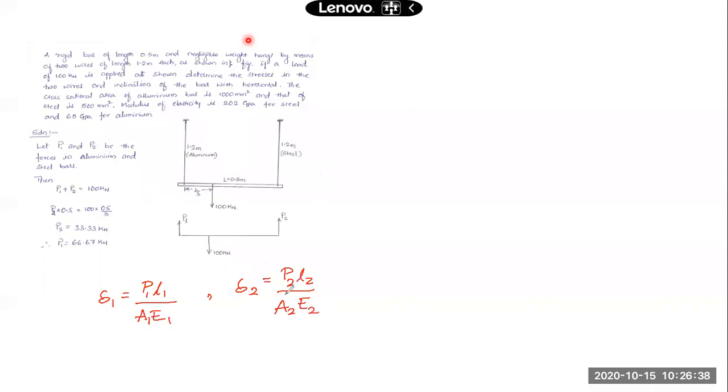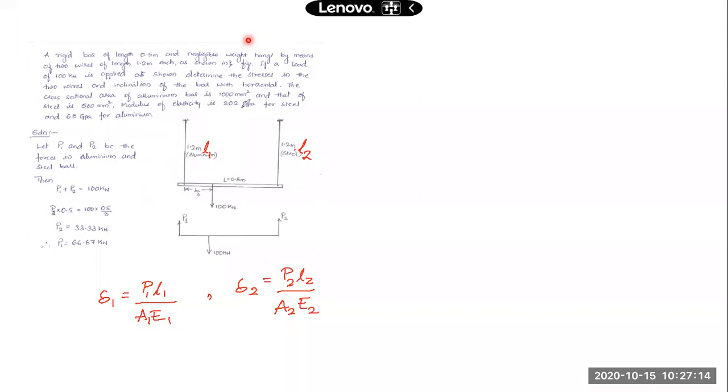Okay, so I think we have all these values. We have to substitute for them. P1 P2 we have determined. L1 and L2 are same, 1.2 meters, which are given. A1 A2, what do you have? So area of aluminum bar, it is 1000 mm², and area of steel bar, it is 500 mm². Okay, so we also have A1 and A2.